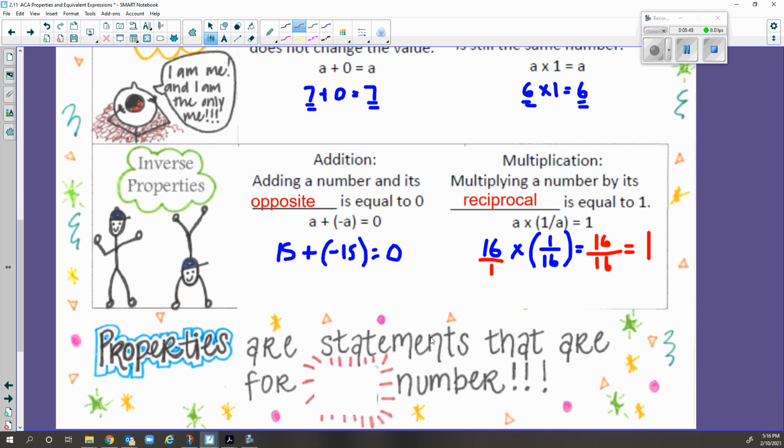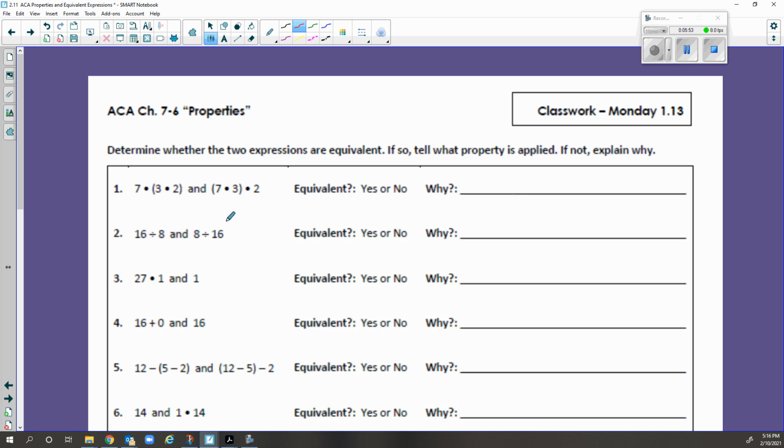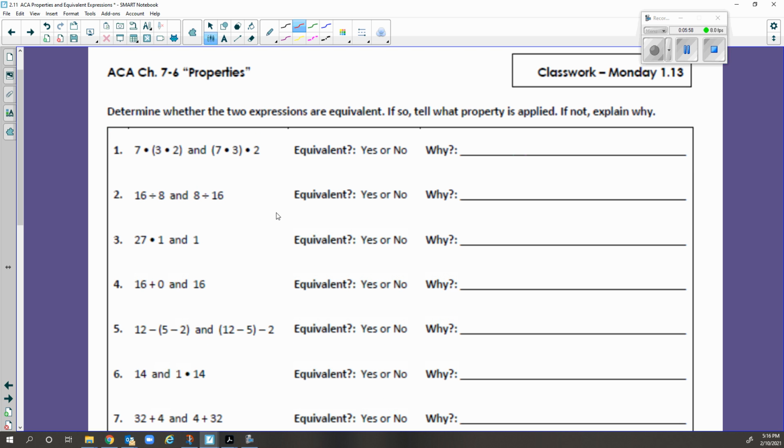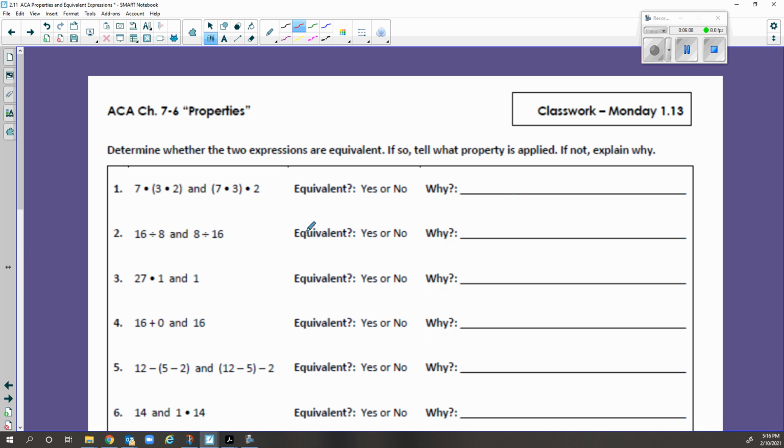All right, let's go on to the next page. On this page, let's determine whether the two expressions are equivalent. And if so, tell what properties we're using. And please, please, please, do not do this one, number 9. Do not do number 9. So let's start with number 1.